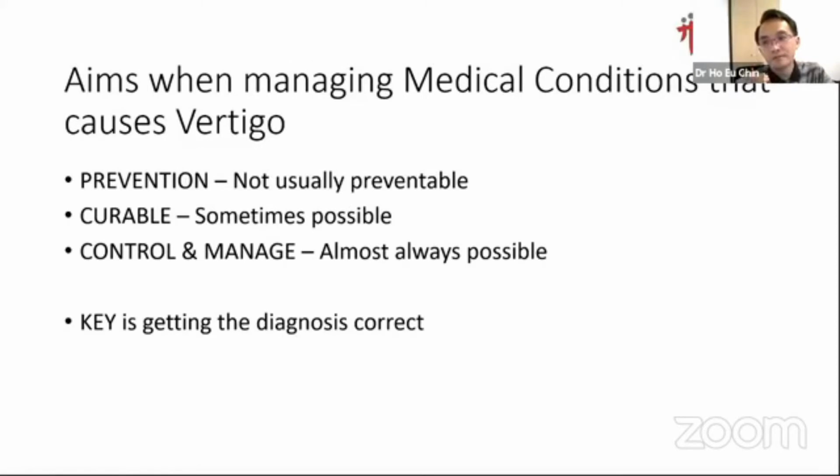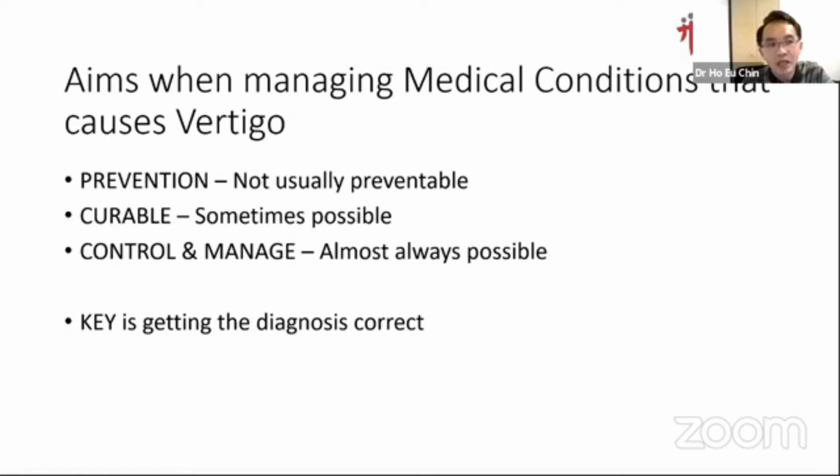In terms of aims when managing medical conditions or diseases that cause vertigo, again, the three things, right? We talk about prevention. I have to say that it's not always preventable. Is it curable? Can we cure? Sometimes possible, depending on the diagnosis.